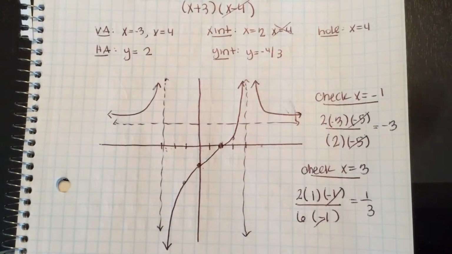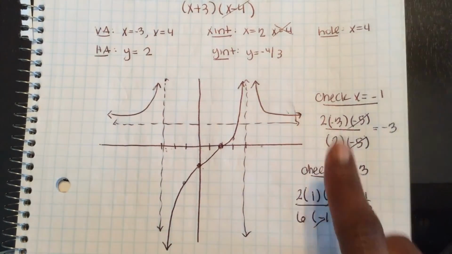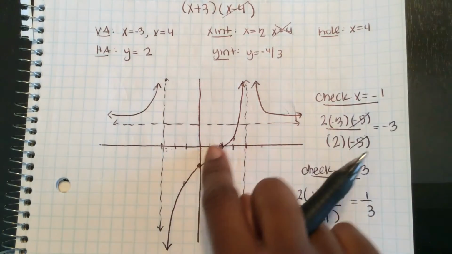And there would be the sketch of my graph. I only had to do 2 sign checks to figure out what happened here and here.